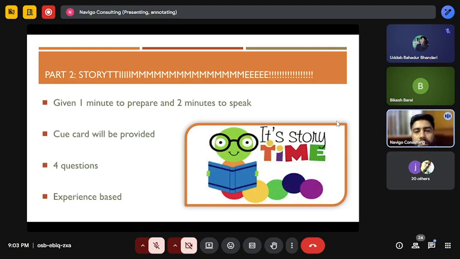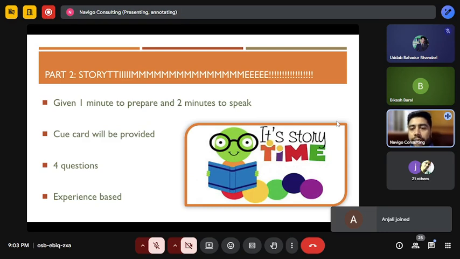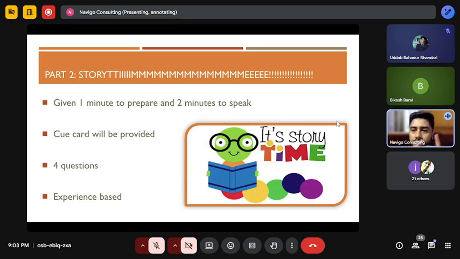So part two, we call it story time. This is the part where you are going to get the preparation time now. You're given 1 minute to prepare for this and 2 minutes to speak. One cue card, or a card with questions, is provided to you. In that card, you'll get questions and you will have to answer those questions, but you have to speak for 2 minutes. So you're getting 1 minute to note down the points that you're going to speak, and then after that, you're going to speak for 2 minutes.